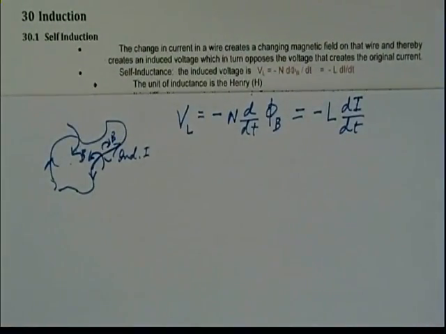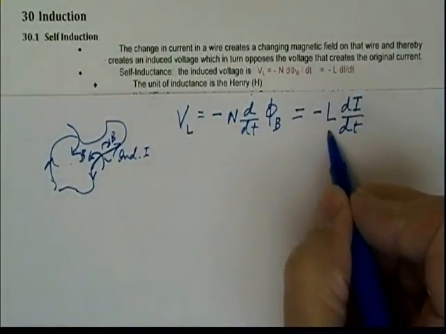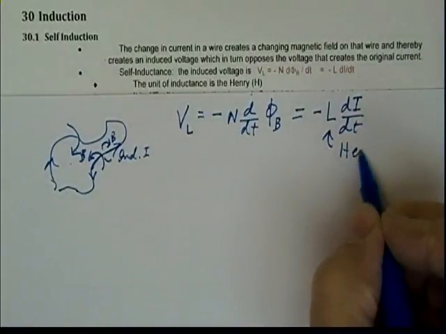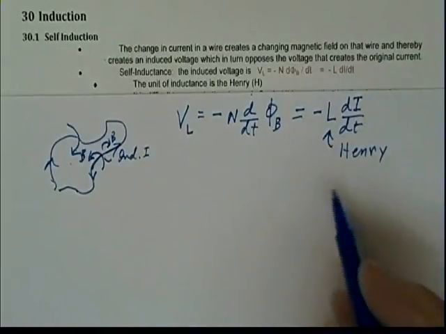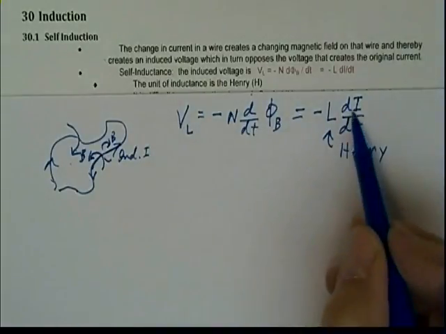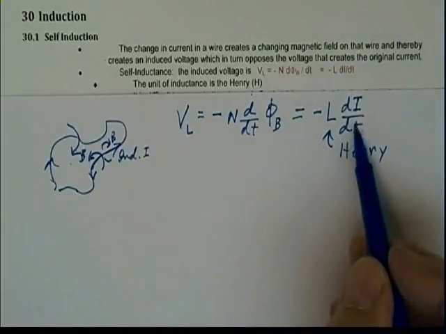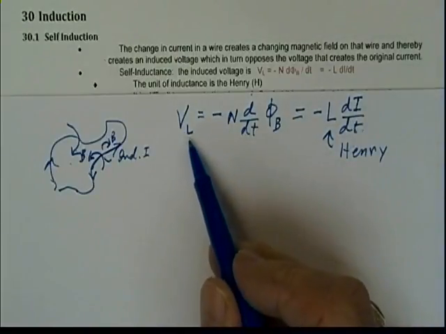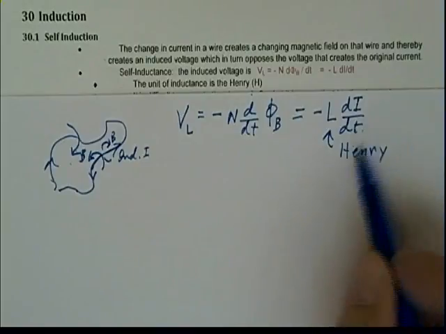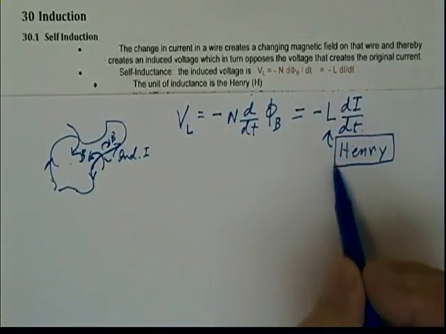Now, the unit of inductance, and this is inductance right here, is the Henry. And you can see what that would be. It's a volt over change in amps over change in seconds. So it's going to be a volt times a second divided by an amp, and that would be a Henry. Henry is the unit of inductance.